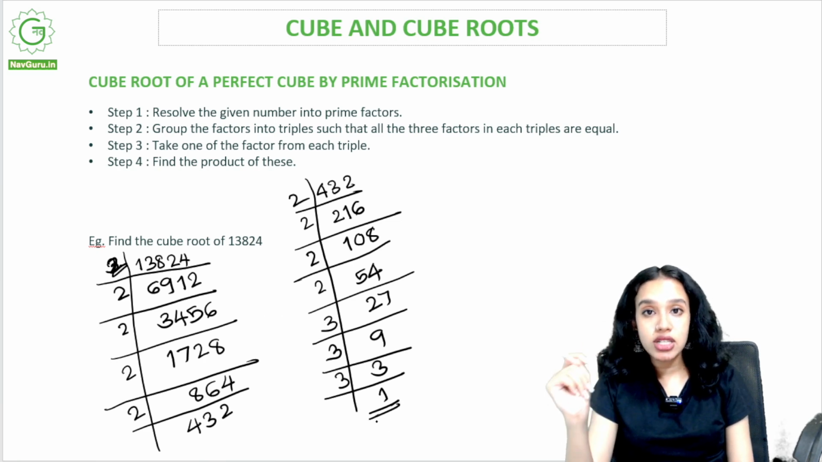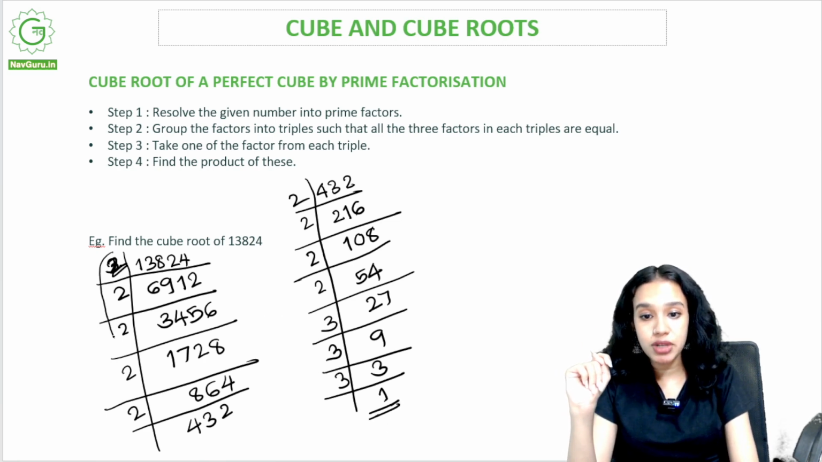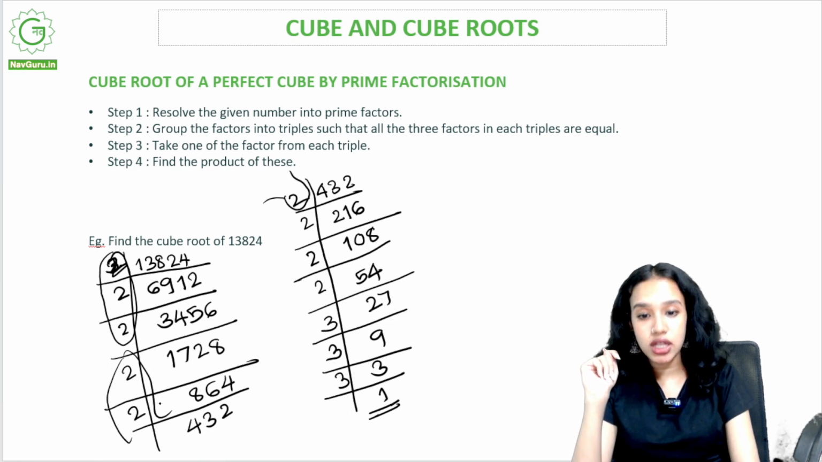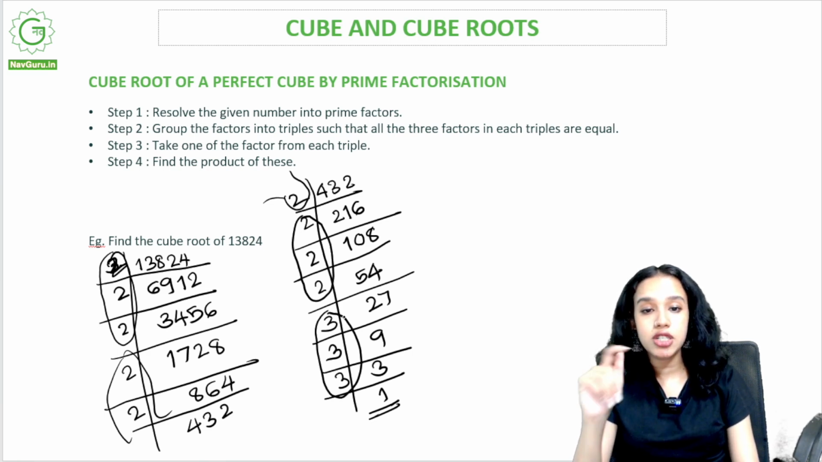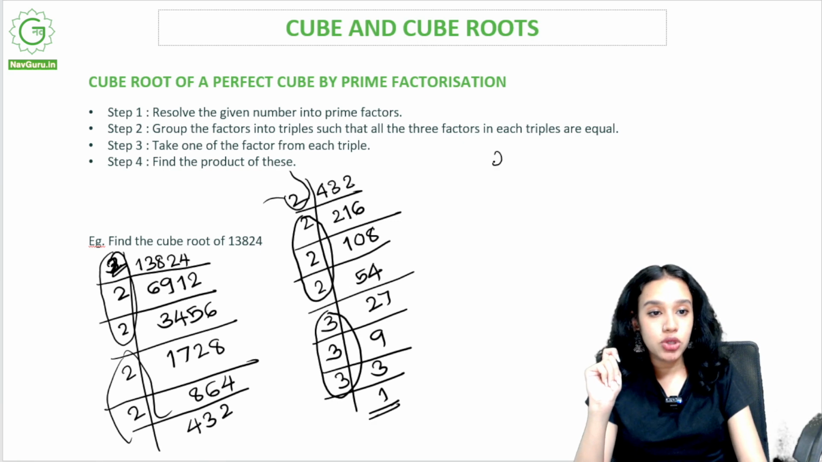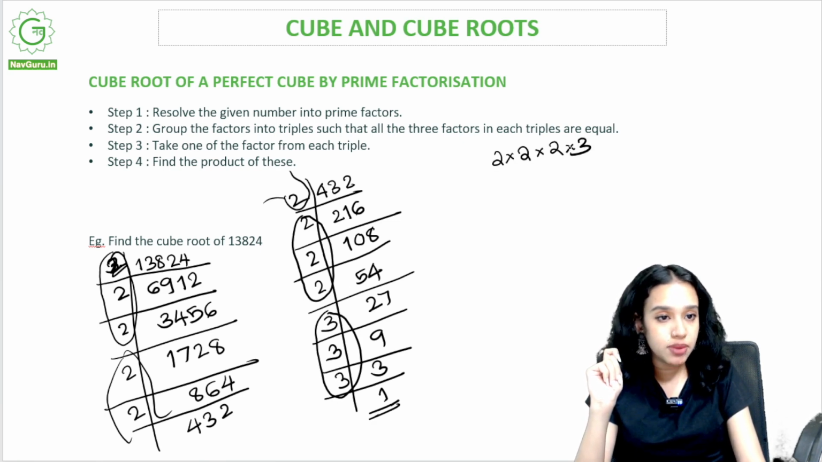Now what is the next step? We actually find the triplets, or group 3 numbers, 3 same numbers together. We have 2, 2, and there's a 2 here, right? This goes to the other team. Now here again we have a triplet, and again we have a triplet. So how many triplets do we have? We have 2 into 2 into 2 into 3, right?